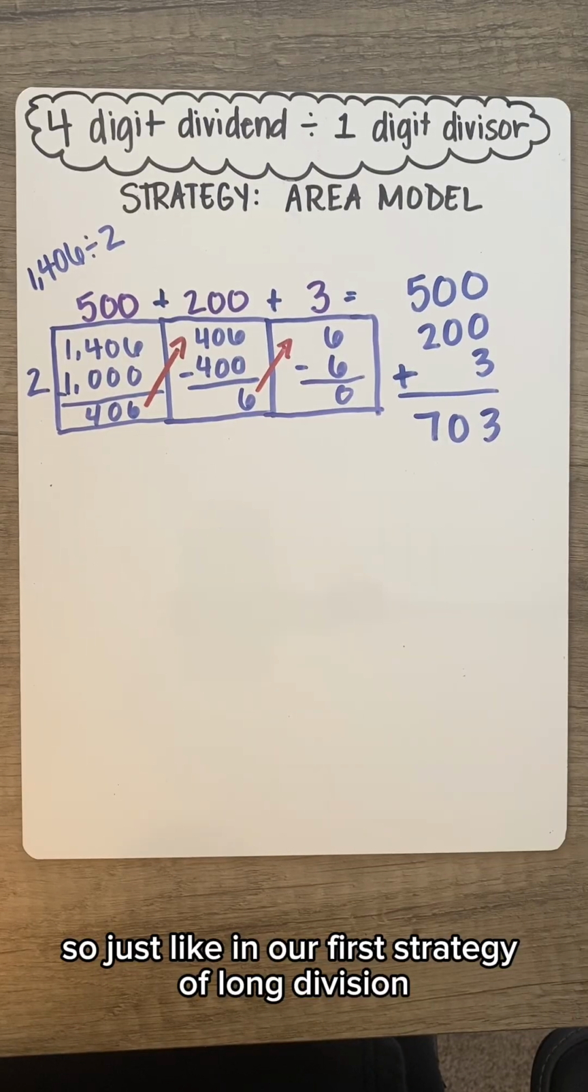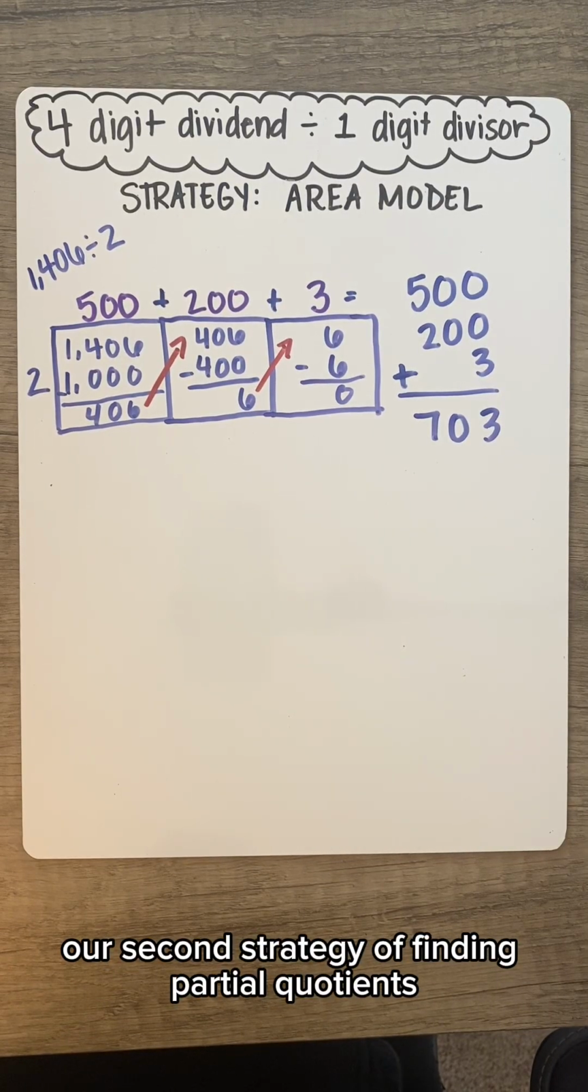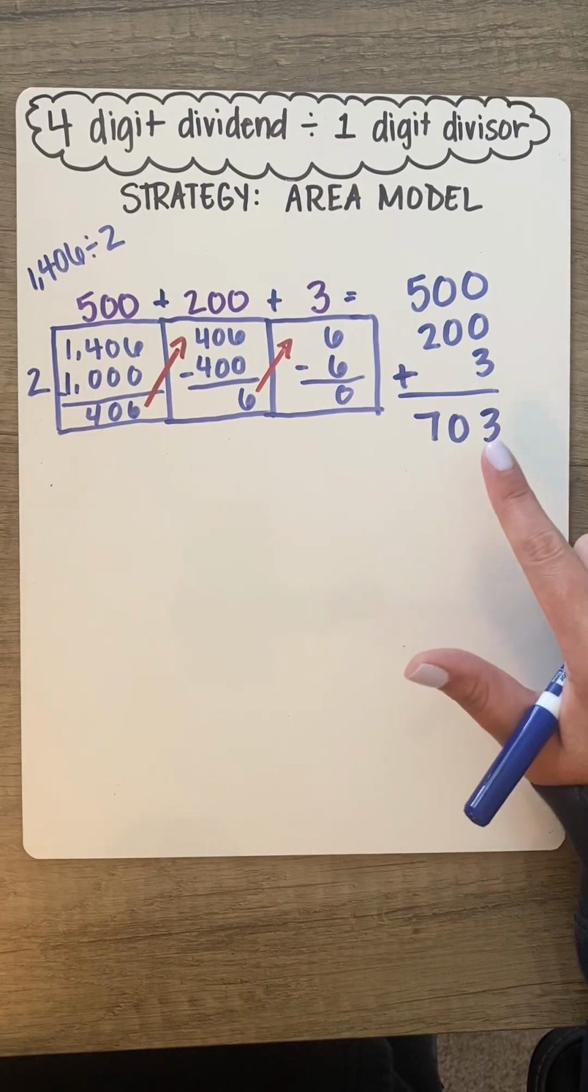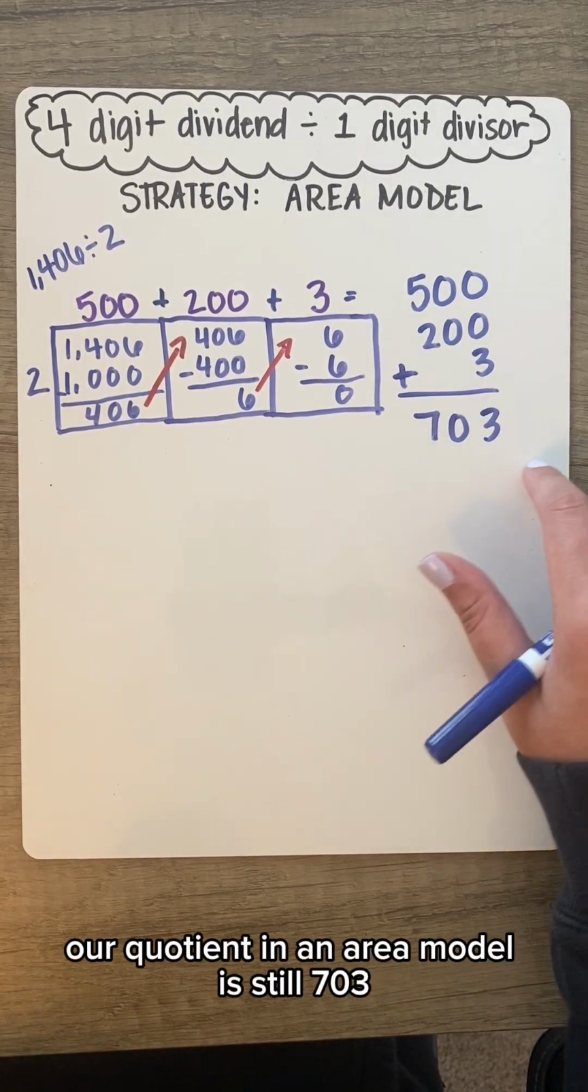So just like in our first strategy of long division, our second strategy of finding partial quotients, our quotient in an area model is still 703.